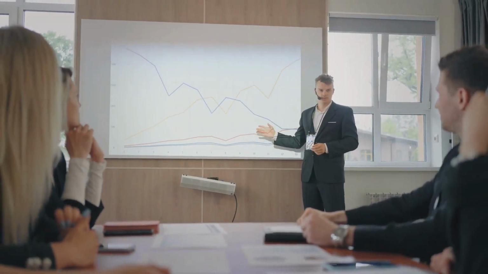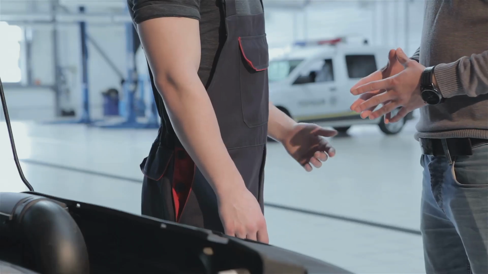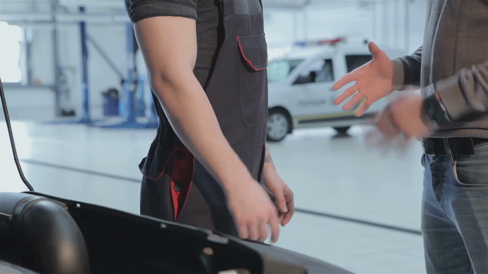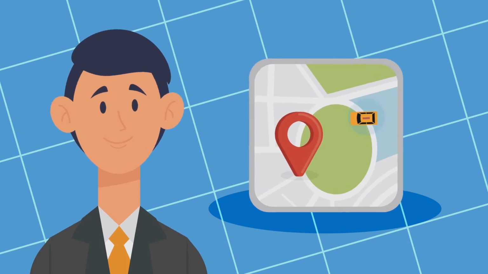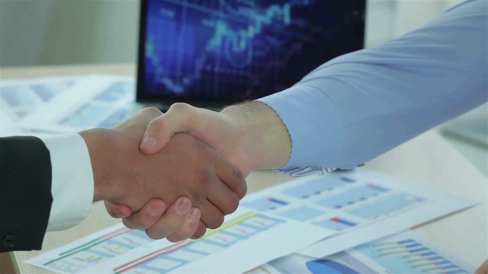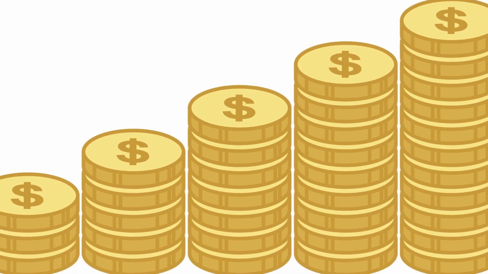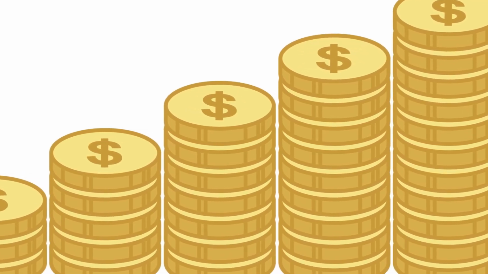Rank and Rent, in contrast, offers a refreshing alternative. With Rank and Rent, you're not selling information, you're providing a valuable service. Local businesses are always in need of online visibility and lead generation. This constant demand ensures a steady stream of potential clients. Moreover, the recurring revenue model of Rank and Rent provides financial stability and predictability.